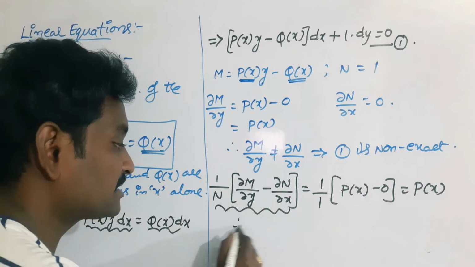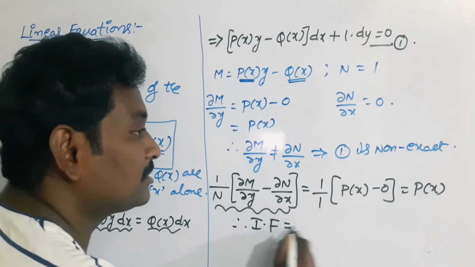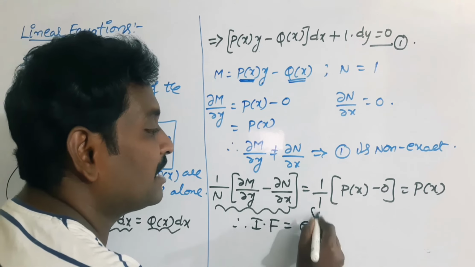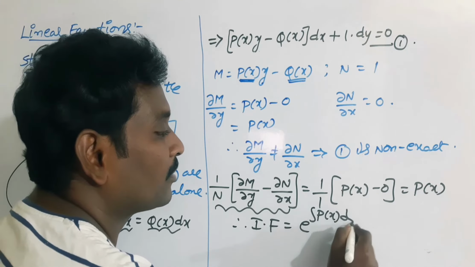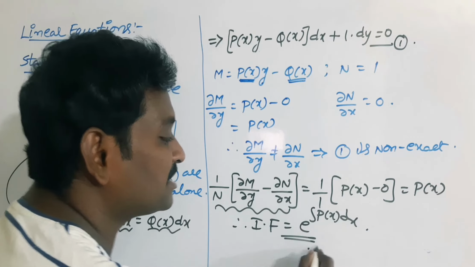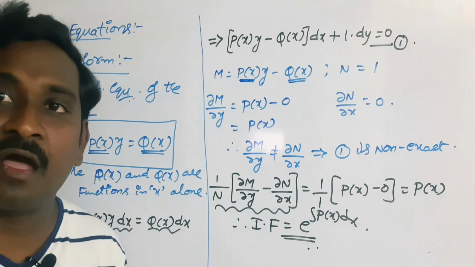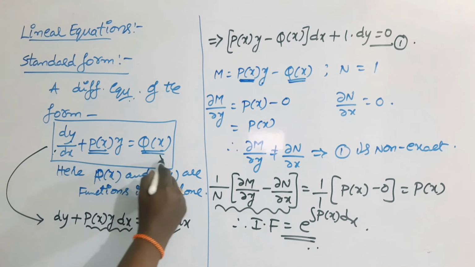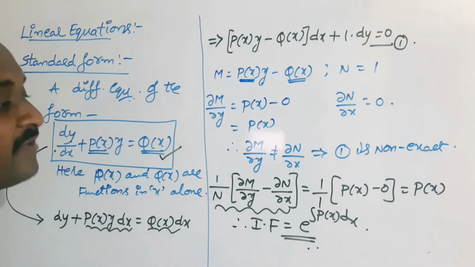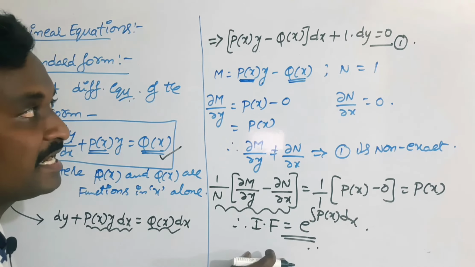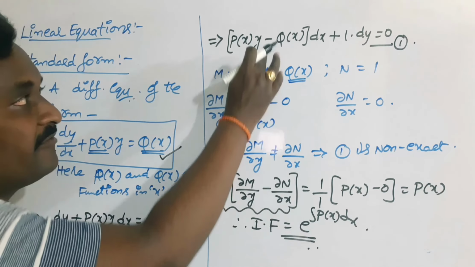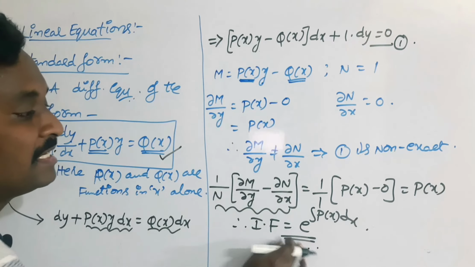So in this case the integrating factor is equal to e power integral p of x dx. Okay, this is a very important result. The integrating factor of a linear differential equation is e power integral p of x dx. After getting this integrating factor, we should multiply the given non-exact equation with this integrating factor.